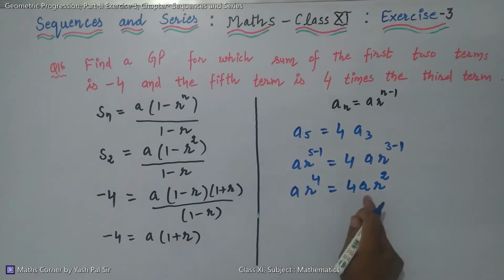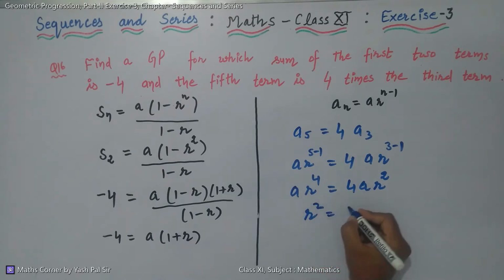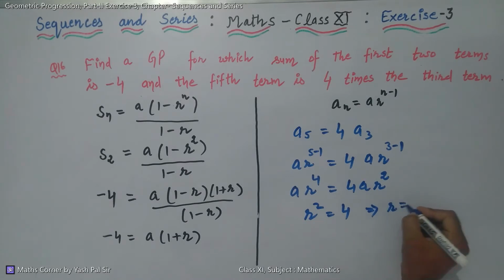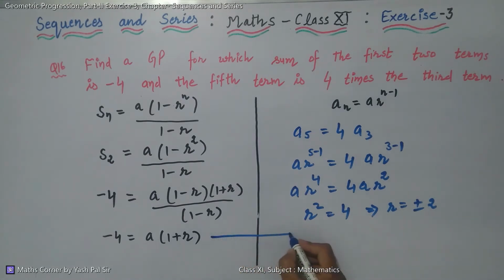So a is cancelled, and r square is also cancelled. We are left with r square is equal to 4. That means the value of r is plus minus 2. So we substitute this value here.